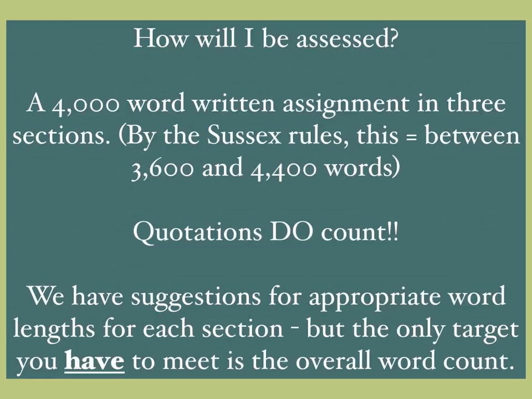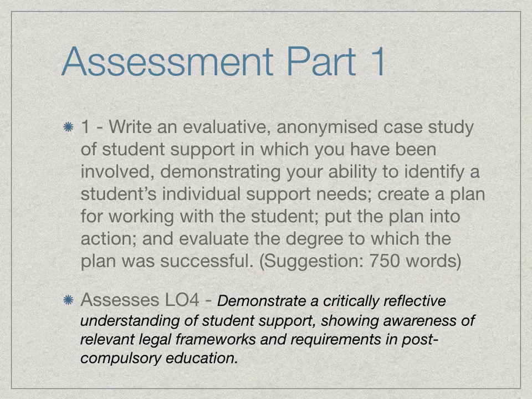And as with Module 1, I've got some suggestions for how many words you might want to put in each section, but that's just a suggestion. The only target you have to meet is the overall word count of between 3,600 and 4,400 words, which Sussex calls 4,000 words. So, looking at the assessment, the 3 parts, we'll do the 2 standalone learning outcomes first. So the first one is you write an evaluative, anonymised case study. We mustn't know who the student is, of student support in which you've been involved.